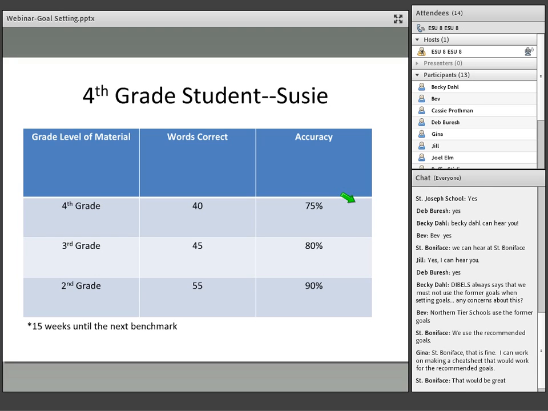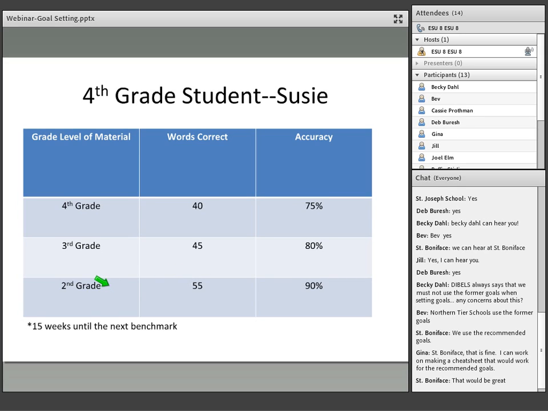And if we think about our optimal progress monitoring standards, she is not reading enough words or with enough accuracy, because it would need to be 50 and 90% accuracy. So we're going to have to go down to 3rd grade material, which is 45 words she read and 80% accuracy. Again, she still doesn't meet those standards. So we're going to go down here to 2nd grade, and we see that she read 55 words with 90% accuracy. And so we would want to set her goal based on this score right here in 2nd grade material.